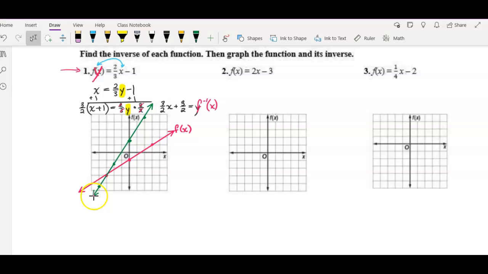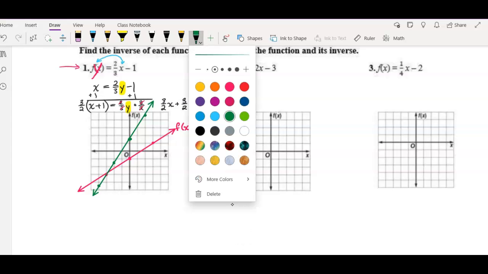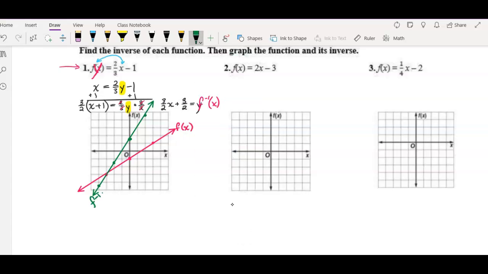Let's get this green line looking nice. Okay, there we have it. So the green line is my inverse, f inverse of x. And sure enough, if I draw that invisible line, y equals x, right through my graph, they are symmetric about that line.